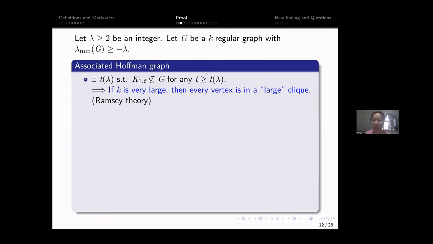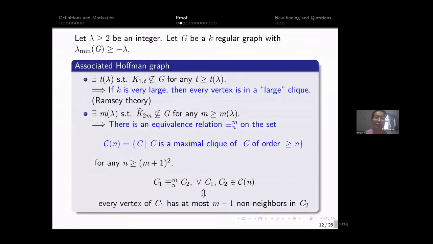Then if we have many large cliques, what can we do? This is how we use the second graph. When the graph K̃_{2m} is not an induced subgraph of G, then we can have an equivalence relation on the large cliques of G. This is how we give the equivalence classes on the large cliques.